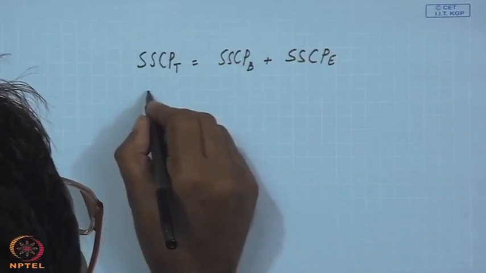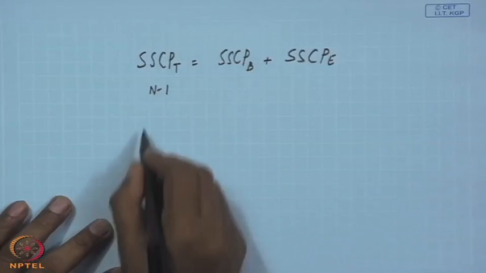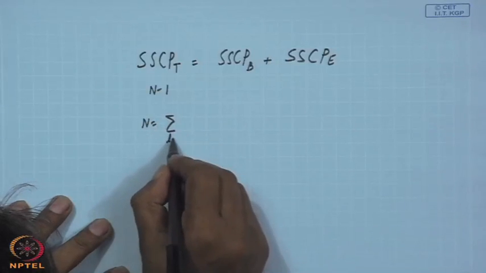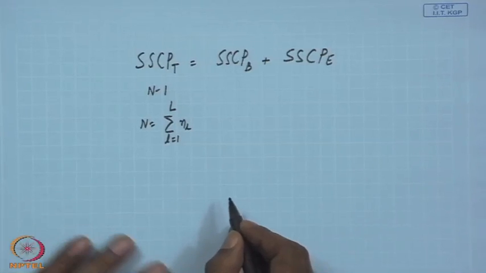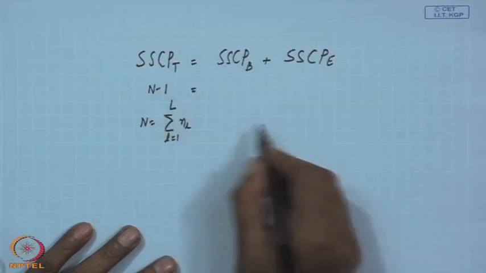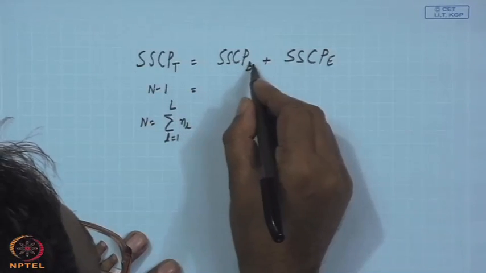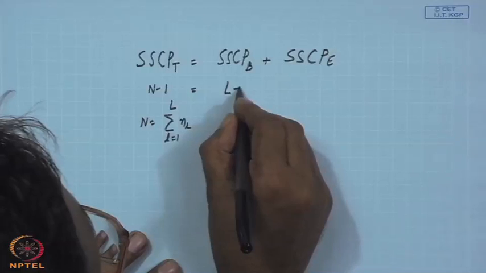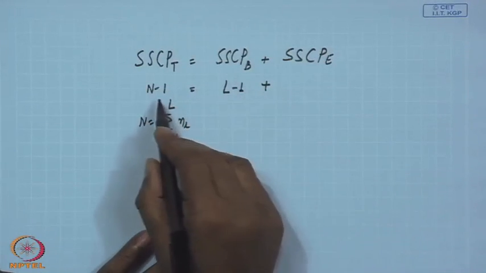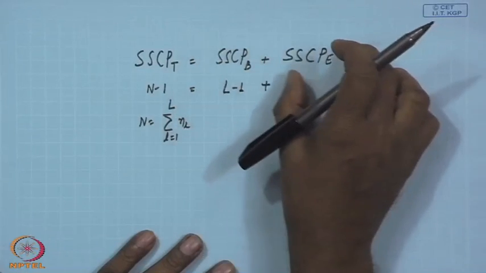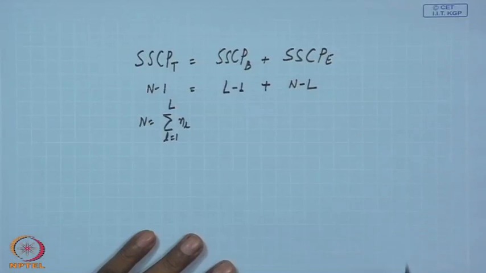We have also discussed that the degrees of freedom for SSCP total is n minus 1, where n is the sum of n_l for l equal to 1 to capital L, and there are L populations. So, the degrees of freedom for SSCP B is L minus 1, and for the rest, since the total is n minus 1, it will be n minus L.